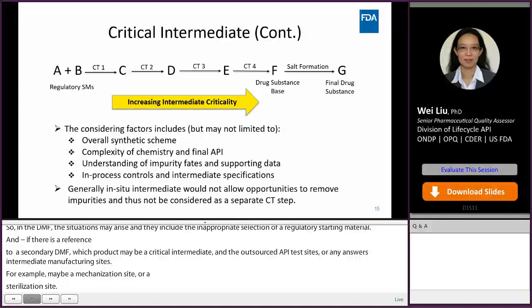At the same time, we also understand in some rare cases, an intermediate is unstable and very active. The chemical reaction is very straightforward. In this case, it's okay not to isolate the intermediate, but please include your justification in the submission.